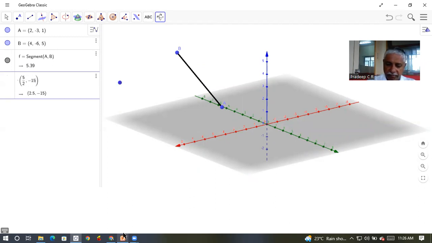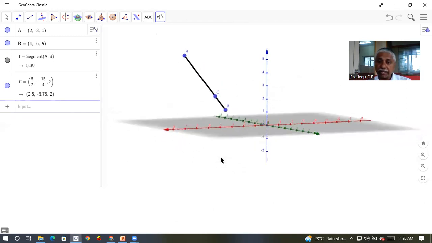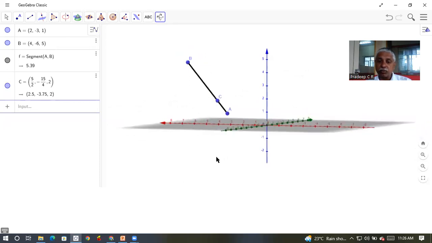Minus 15 by 4, comma 2, comma 2. So if this is the point, you can see the point C which has come out here. This is the point 5 by 2, minus 15 by 4, and 2. You can see that point in the picture. Point C is already on line AB and this breaks up the line AB in the ratio 1 is to 3.